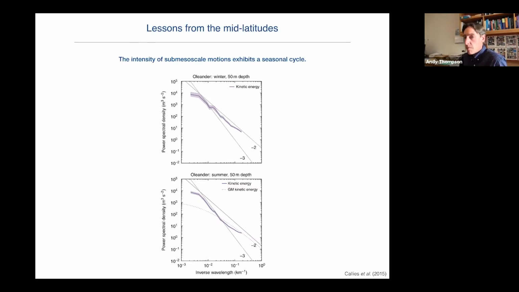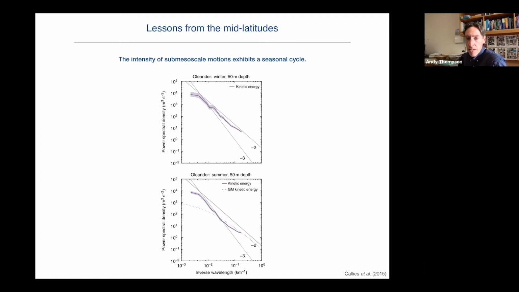So here's a paper that's cited a lot that was led by Jörn Callies when he was a graduate student. You're looking at the power spectra of kinetic energy, taken from ADCP data along the Oleander line, which is in the Western Atlantic. There are two curves here, one for wintertime at 50 meters depth. On the x-axis is wavenumber. And in the lower panel here is summer at 50 meters depth.